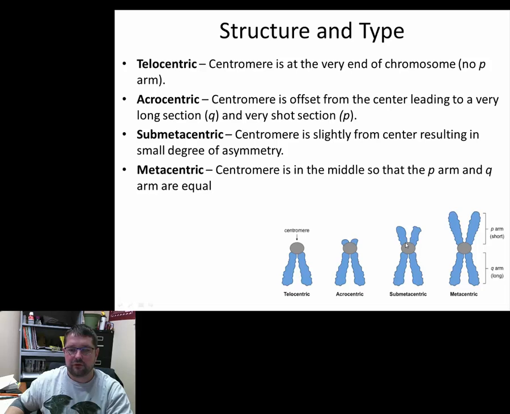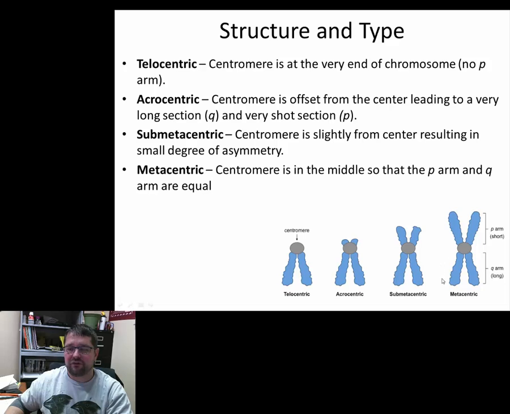Acrocentric, a little bit. Submetacentric, a little bit more. Metacentric, the same amount as Q. So P arm stands for petite. The first individual who discovered differences in centromere placement called the arm the P arm, or the petite arm, the smaller of the two arms.